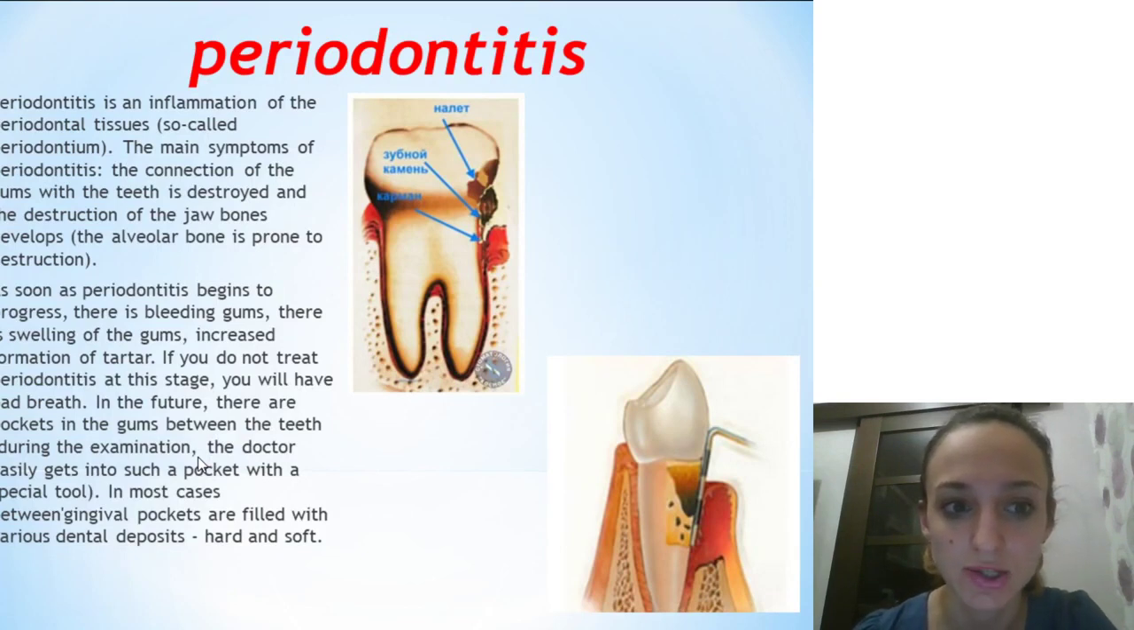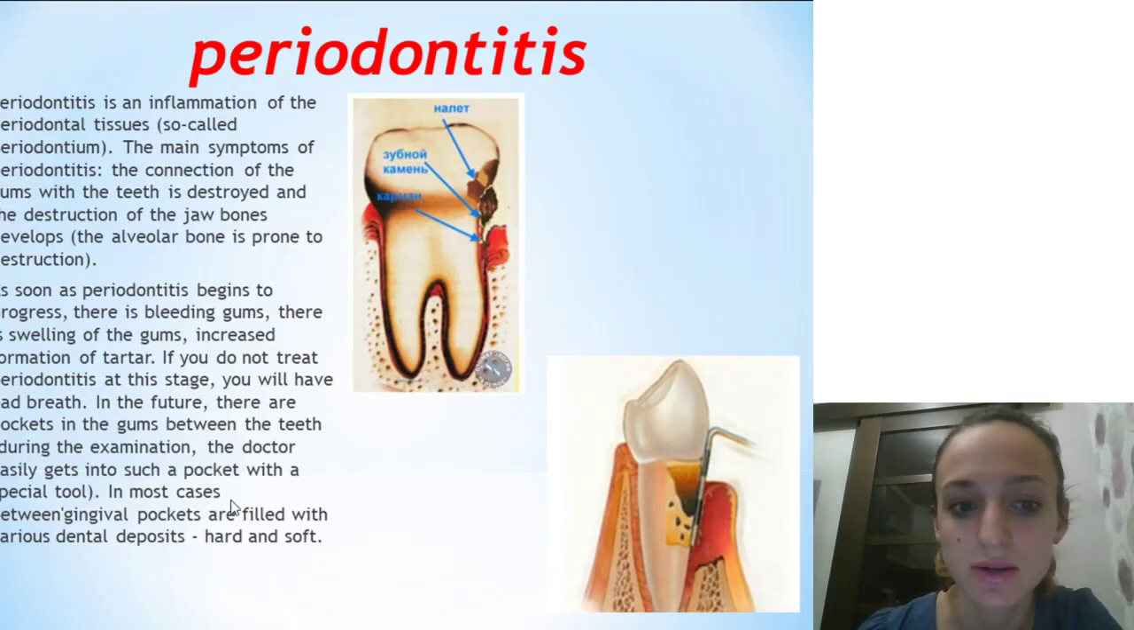Periodontitis is an inflammation of the periodontal tissues. So the main symptoms of periodontitis: the connection of the gums with the teeth is destroyed, and destruction of the jaw bones develops.